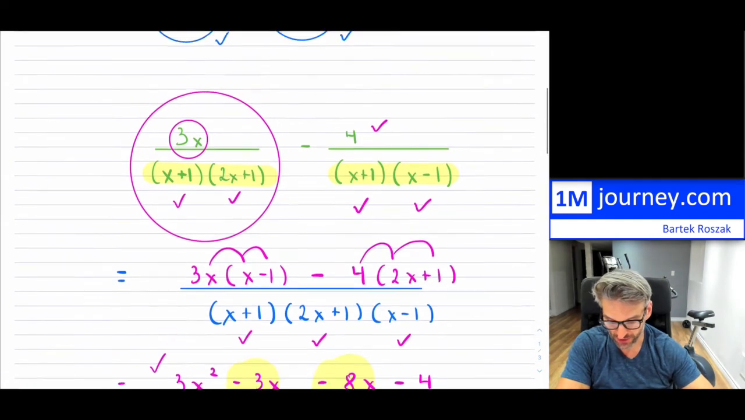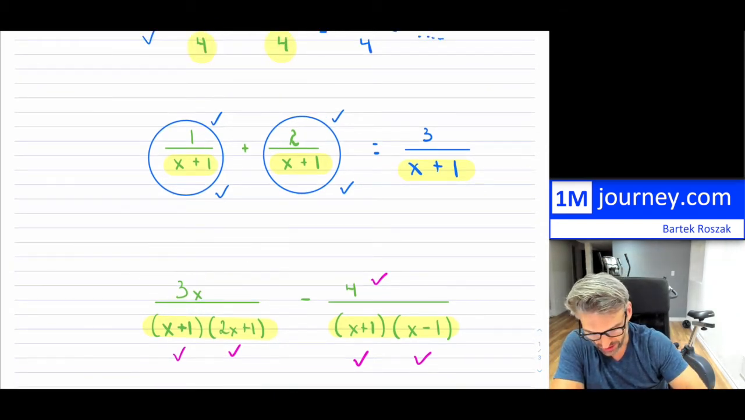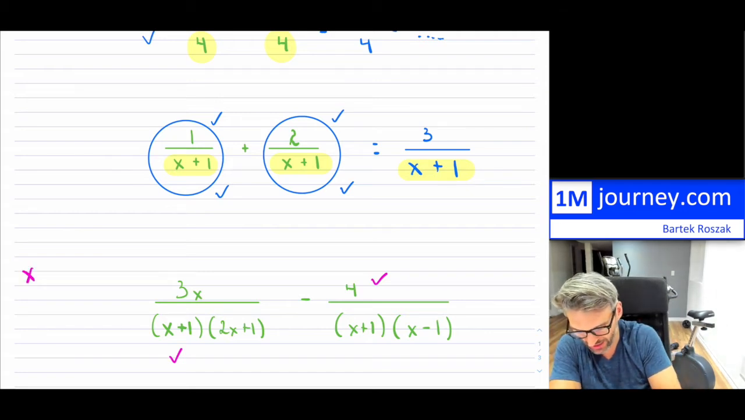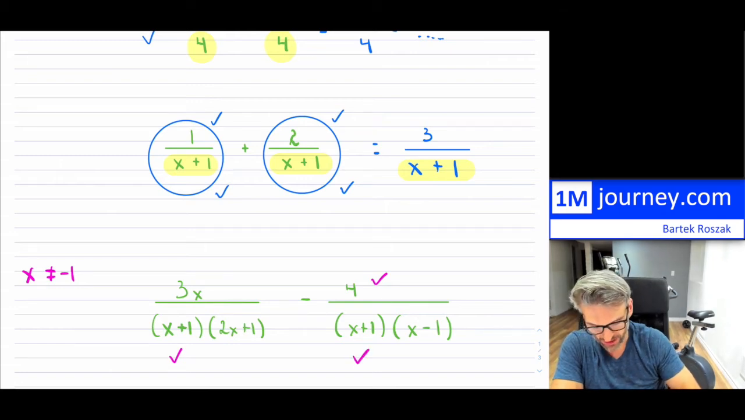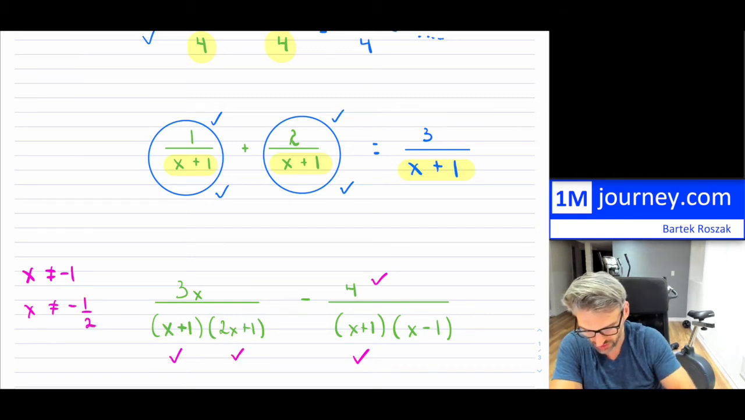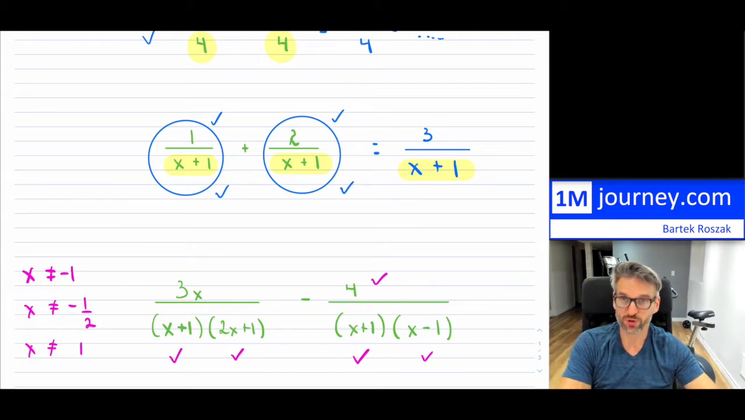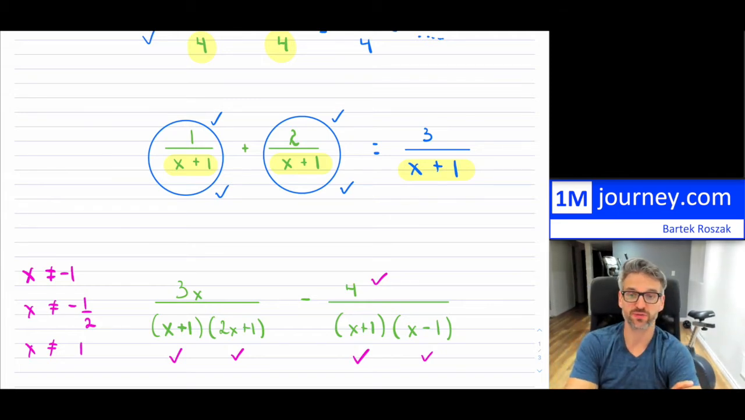Now if I go back to the original one, I can go back to the restrictions right here and start them off. Notice that from right here, we would have the restriction that x cannot be equal to negative 1. So that would be here and here. I would also have that x cannot be equal to negative 1 over 2, and that's coming from here. You can check that. And then from here, you would have that x cannot be equal to 1. So those would have been restrictions if you were dealing with just functions in general.